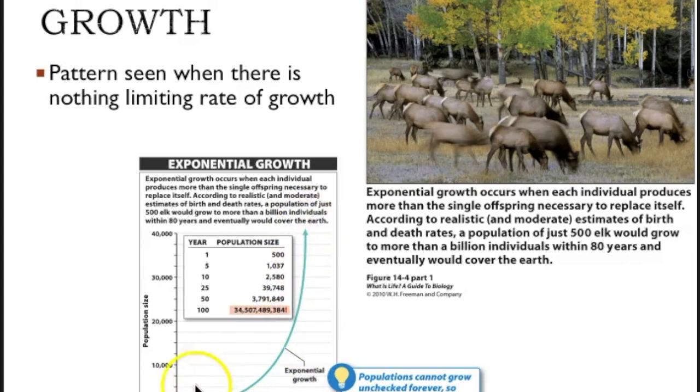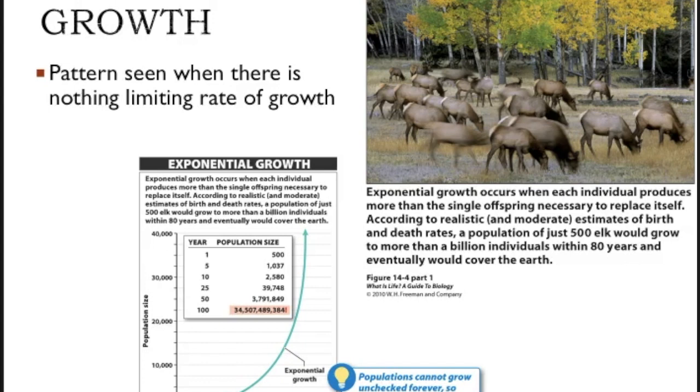We have to say this little phase right here of the graph where the populations are really small and they stay kind of small for a while. We call that the lag phase. And this is the exponential growth phase, but the whole curve is called an exponential growth curve. So that is the pattern of population growth that you're going to see if there is literally nothing limiting the rate of growth on that population.